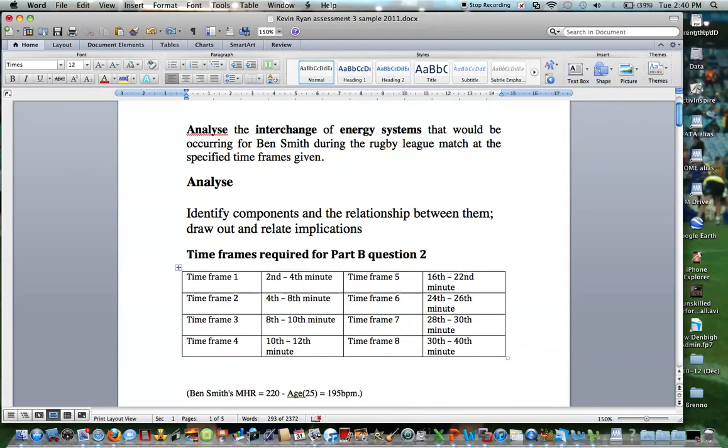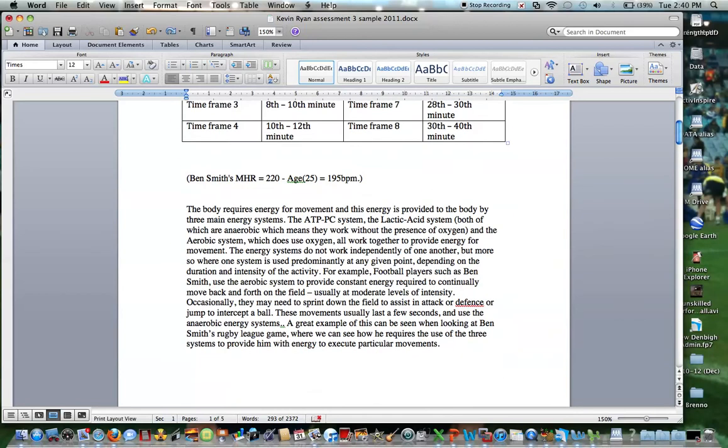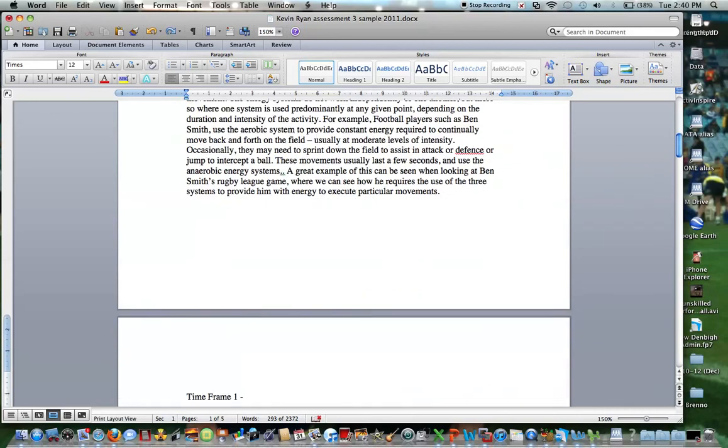We know the time frames that were given here. And this is the answer that Kevin Ryan has put together. First of all, we knew that Ben Smith's max heart rate would be 220 minus his age. We said his age would be 25, which gives 195 beats per minute. He's just gone through and given a little bit of an overview here of the systems and some examples and things that might go with it, which wasn't really needed, but it didn't hurt because it wasn't a written test.